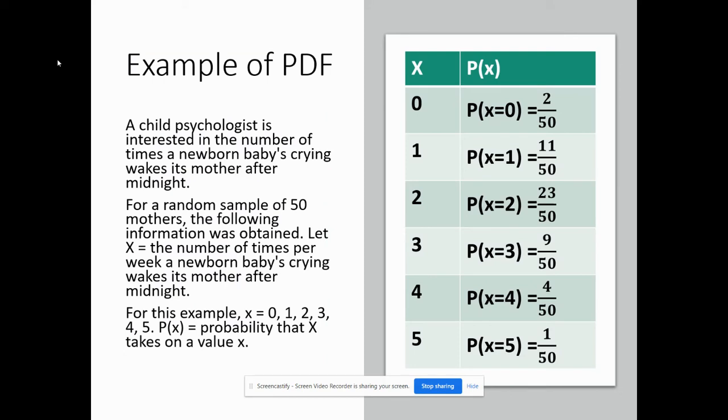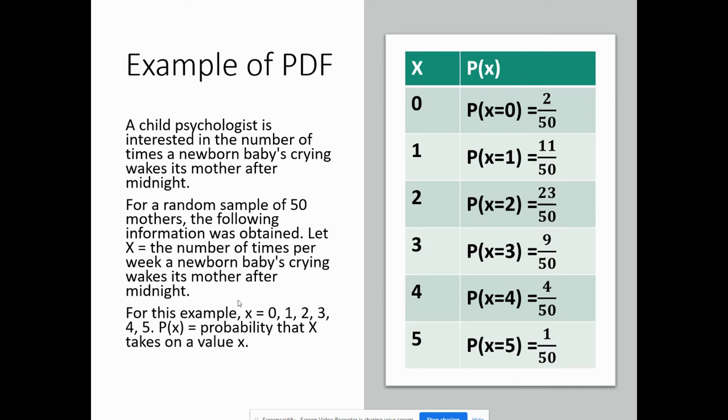So let's look at this example. A child psychologist is interested in the number of times a newborn baby cries, waking up its mom after midnight. So they sample 50 moms and they get the following information. Let the capital X be the number of times per week a newborn baby's crying wakes its mom up after midnight. So this is no times it occurred, 1 time, 2 times, 3 times, 4 times, or 5 times. Again, we're letting these be the number of nights that the baby woke the mom up. So that's what that table means.